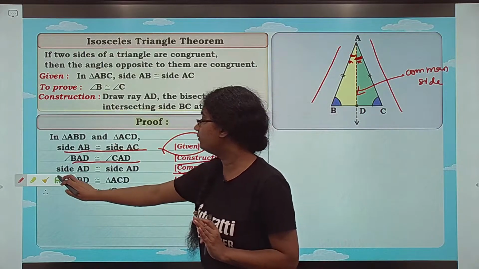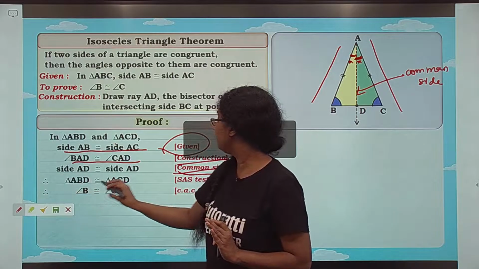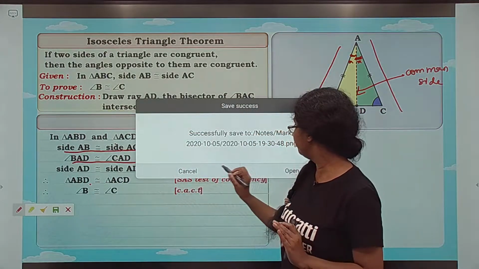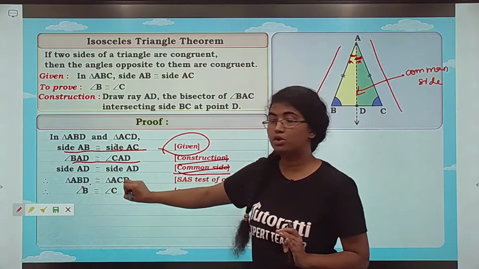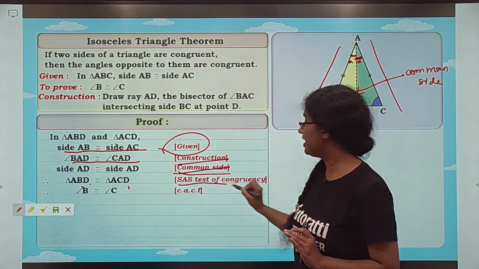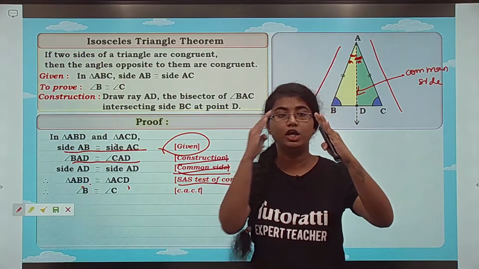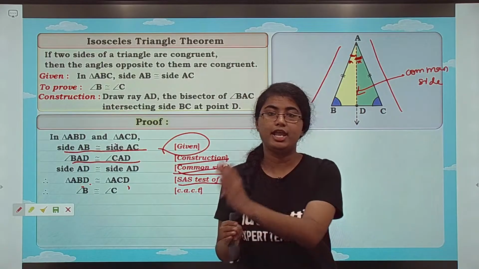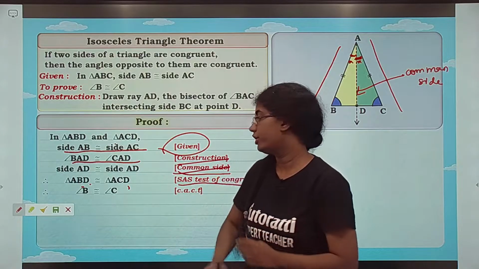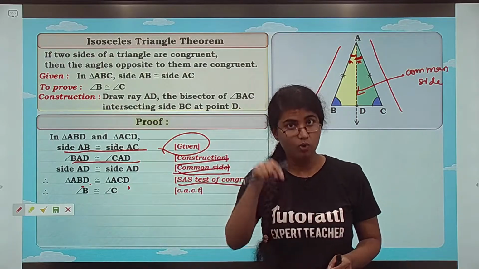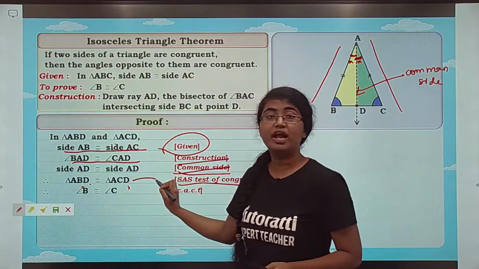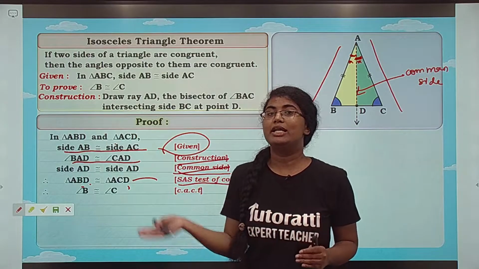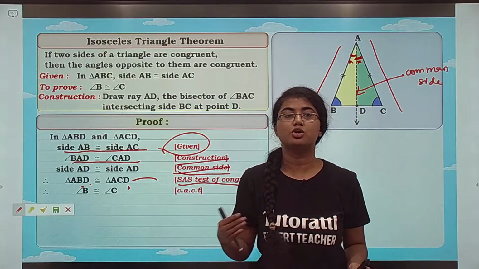So we can say that triangle ABD is congruent to triangle ACD by SAS test of congruency. The angle is sandwiched between the sides, so the test becomes SAS test of congruency. And now we can say that because the triangles are congruent, the rest of the elements are congruent as well.